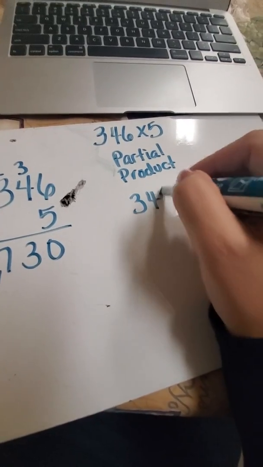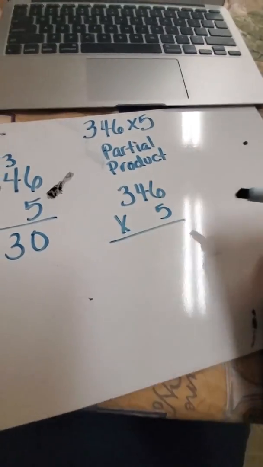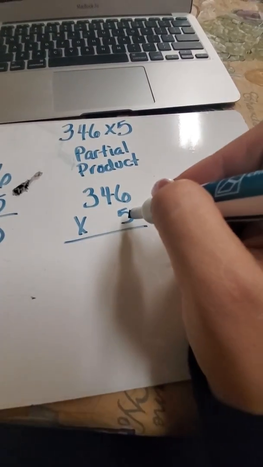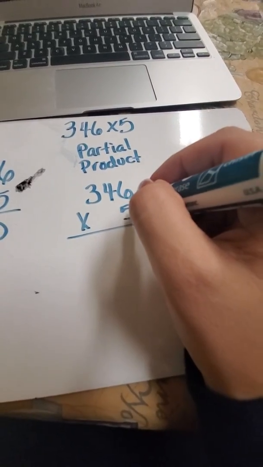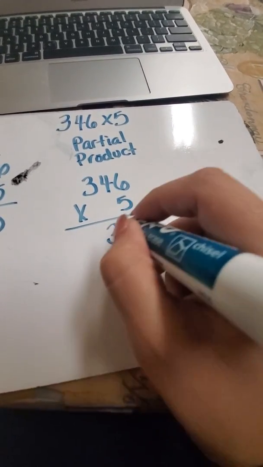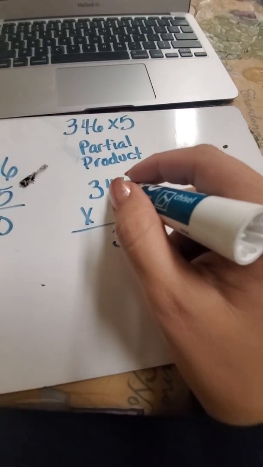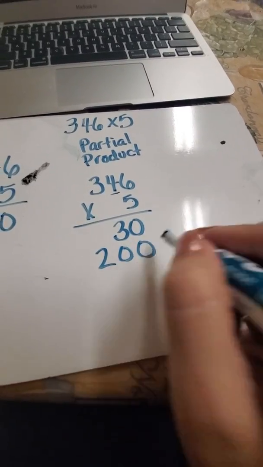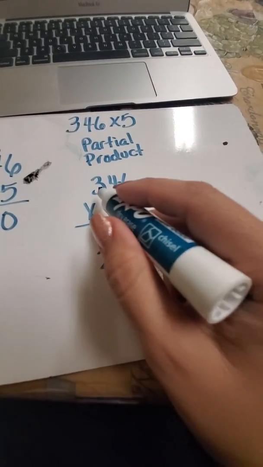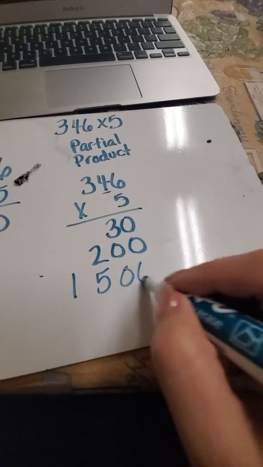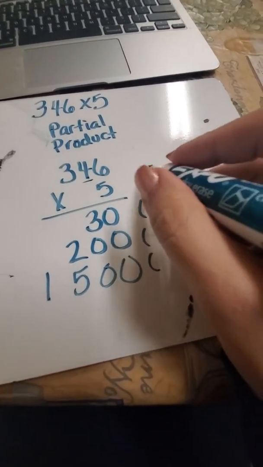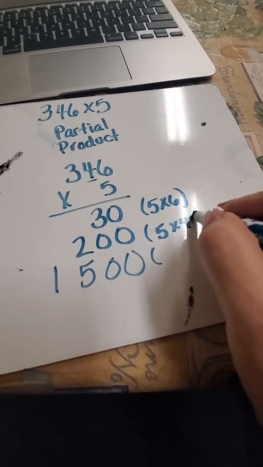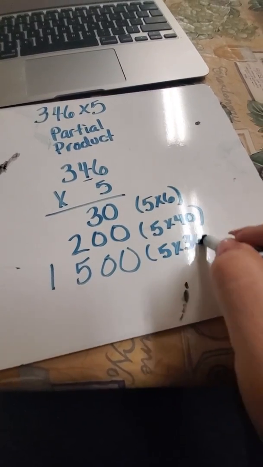I set it up the same way. But now, instead of doing the shortcut, I'm actually going to multiply the 5 by each of the values up here. So I'm doing 5 times 6, 5 times 40. Now this is a 40 because it's actually 4 tens, which gives me 200. And then 5 times 300. Now you'll see the students here on the side, they'll put the equation so they can keep track of what they did. So we did 5 times 6, 5 times 40, 5 times 300.